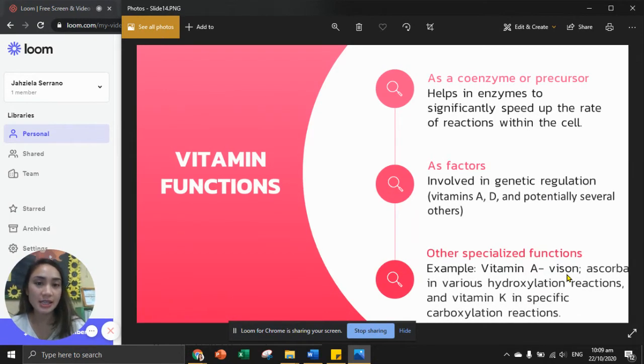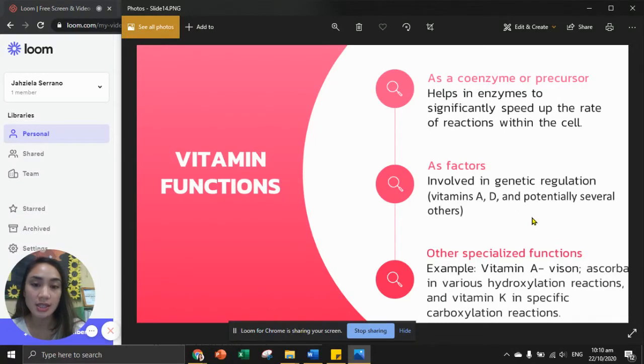Okay, next is vitamin also functions as a coenzyme and precursor. So we all know that enzymes are there specifically, significantly, it helps in speeding up the rate of reactions within the cell. Yun ang pinakang main function ng enzymes, right? So vitamins, para silang nag-a-attach sila sa enzyme, making it a coenzyme for it to work properly.